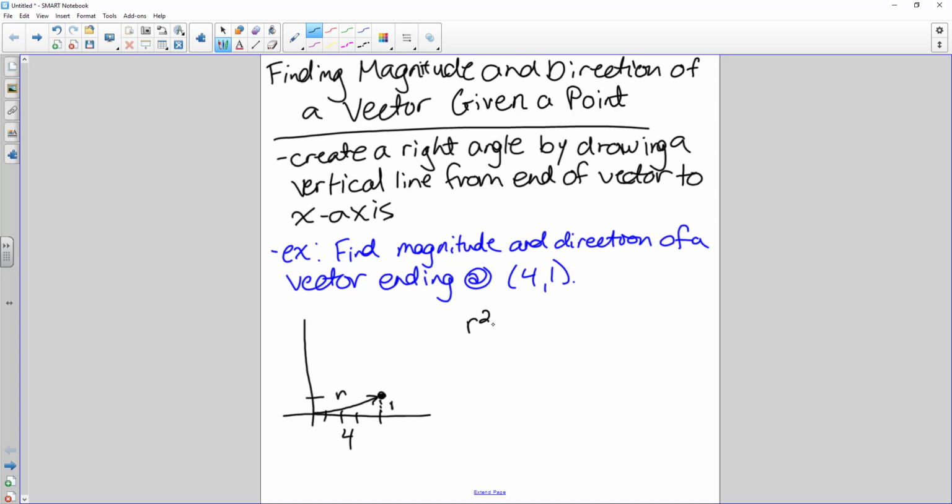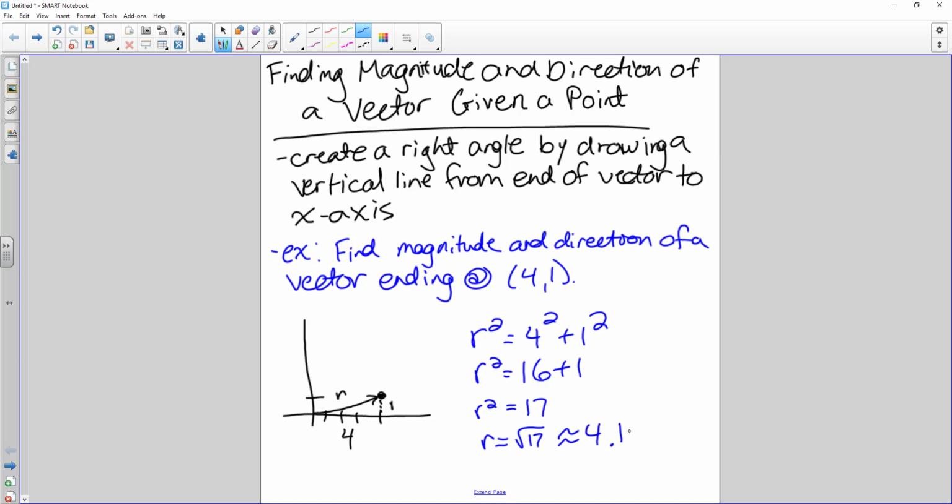So r squared equals 4 squared plus 1 squared. So 16 plus 1 is 17. So r is the square root of 17 exactly, but this is approximately 4.12, which makes sense. It should be the longest side, and it looks like it's just a little bit longer than 4 because it's just vertically up a little bit.